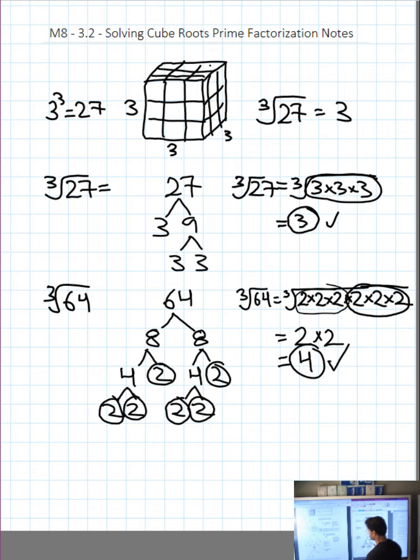We could have just thought, what are 3 identical numbers that multiply together to make the number underneath the cube root? For example, 4 times 4 times 4 is 64, and we could be finished with it.